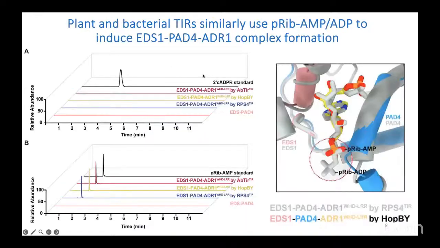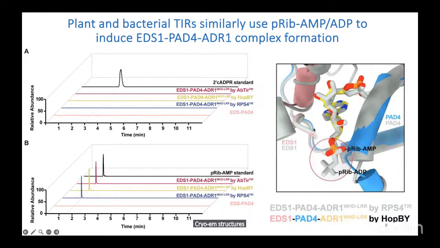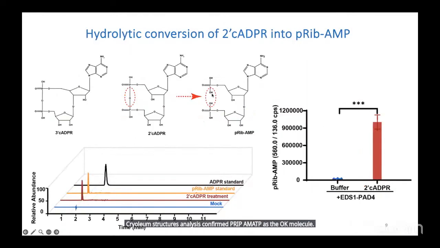Using mass spectrometry, we found that plant or bacterial TIR-induced EDS1, PAD4, ADR1 heterotrimer proteins do not contain any 2' cADPR, but pRib-AMP, or ADP. Cryo-EM structure analysis confirms pRib-AMP and ADP as the ligand molecules. Close inspection of the chemical structures of these small molecules shows that hydrolysis of the pyrophosphate bond in 2' cADPR will give rise to pRib-AMP.